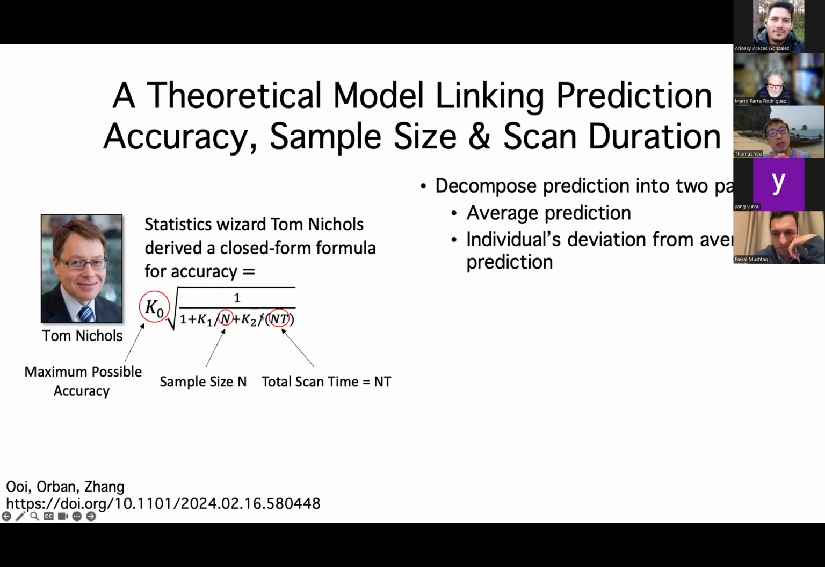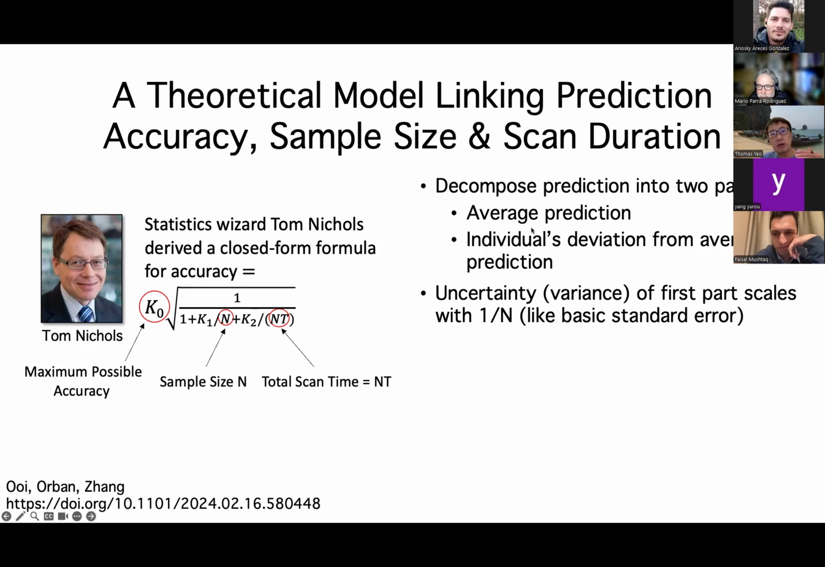So let me provide some intuition behind Tom's derivation. Intuitively, we can decompose prediction into two parts. One part relates to an average prediction, which is common to all participants, and the second part relates to an individual's deviation from this average prediction. The uncertainty of the first part, which is the average prediction, scales with 1 over N, like the basic standard error we see in statistics. It does not depend on T because this is the average prediction.